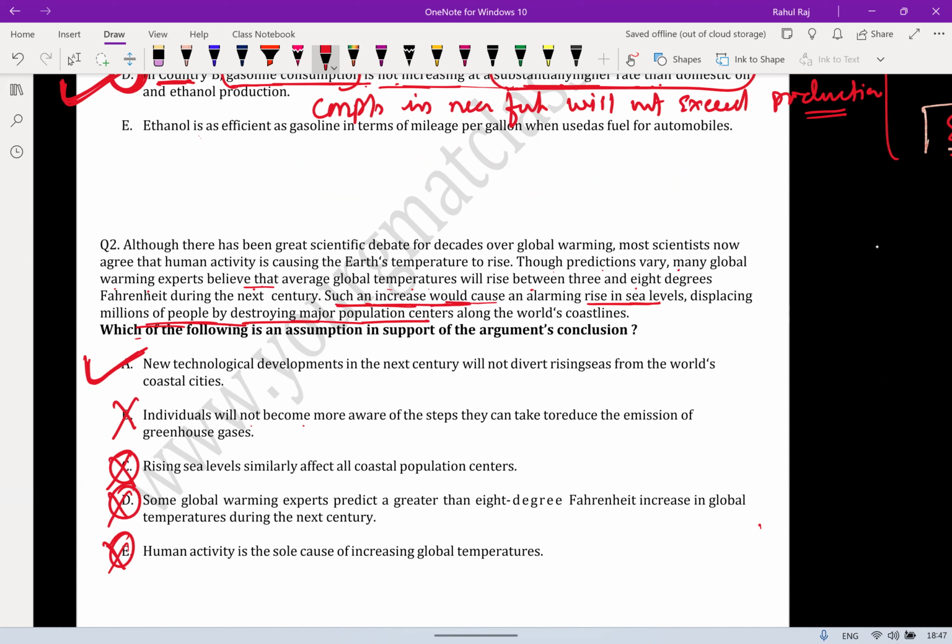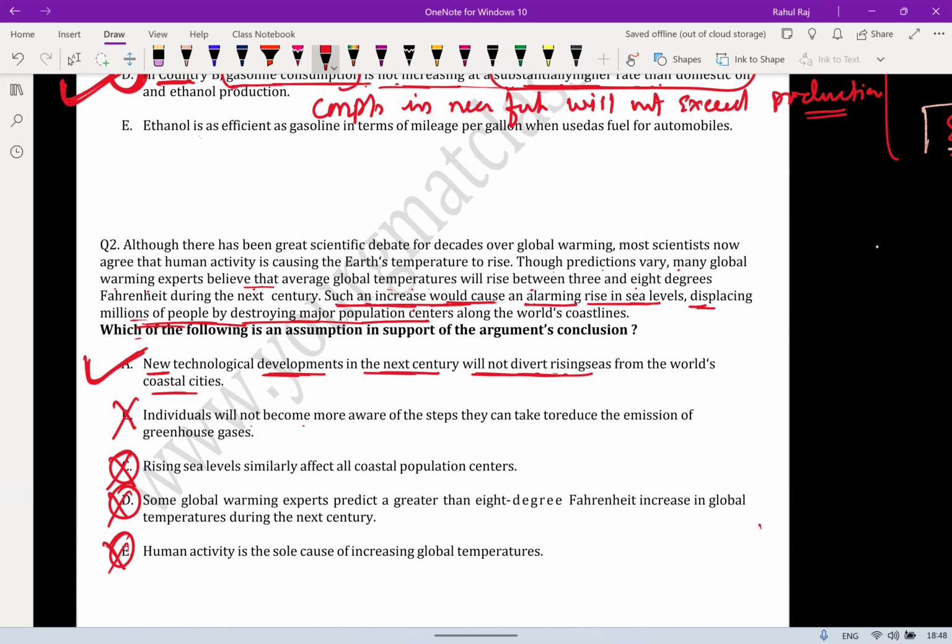Now, if the author is trying to conclude that such an increase would cause an alarming rise in the sea level, displacing millions of people, the author might have taken into consideration that there is going to be no due development in the next century which will divert the rising sea from the world's coastline. And because there is no development going to happen in the near future, that's the reason the author has concluded that such an increase would cause an alarming rise in the sea level, displacing millions of people by destroying major population centers along the world coastline.